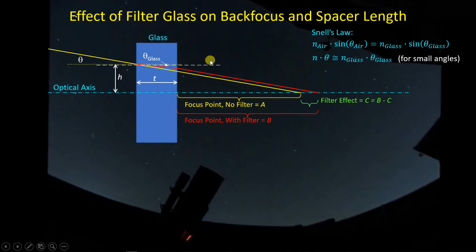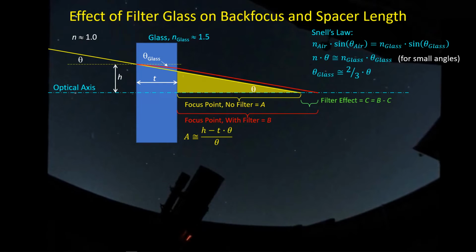And if we plug in some numbers with n equal to 1 in air or a vacuum, and for glass the index of refraction is about 1.5, then the angle here is about 2/3 of the angle in air. So we'll just make use of the triangle here and calculate this side, divide by the tangent of theta, but hey, we don't have to deal with the tangent. We just said angles were small, so that becomes theta.